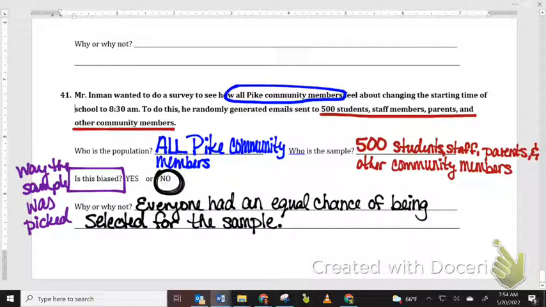One of the biggest points of confusion that tends to show up when we talk about choosing a sample and whether or not it's biased, students will often tell me that it's biased because not everybody did get selected. That's not what makes something biased. There is no way Mr. Inman has enough time to talk to every single student, parent, staff member, and anybody else that lives or works in Pike. But he's wanting to make sure that all possible voices have the chance to be heard. So with randomly selected emails going out, he's going to get some students, some parents, some staff members, some business owners, some people that live in the community and are retired.